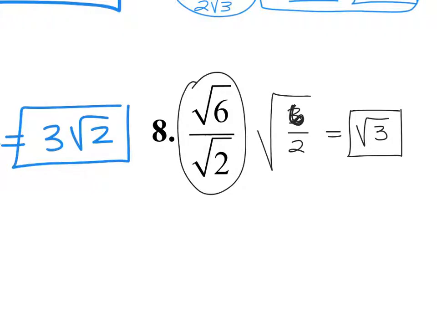Okay, so like if I said the square root of 10 over the square root of 2, because they're both radicals, I can divide those. So what is that? The square root of 5, rad 5. Okay? So if they're both radicals, you can divide, and if that gets rid of your radical in your denominator, then you're done. Okay?